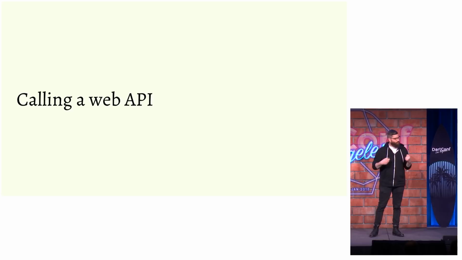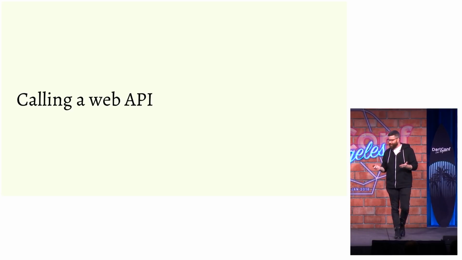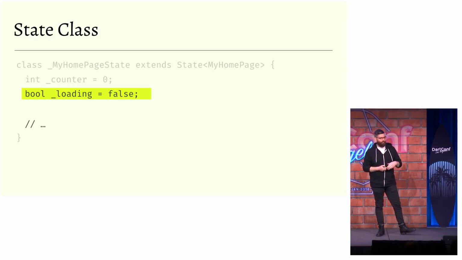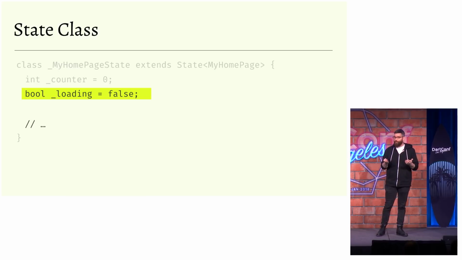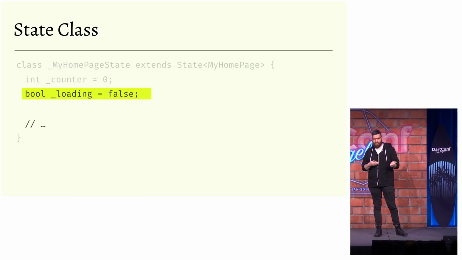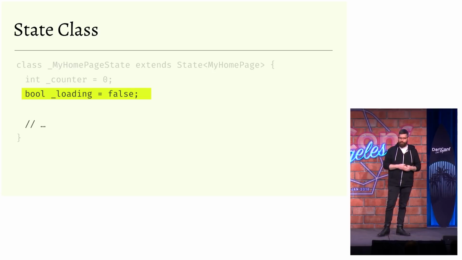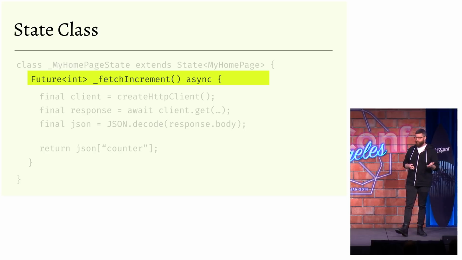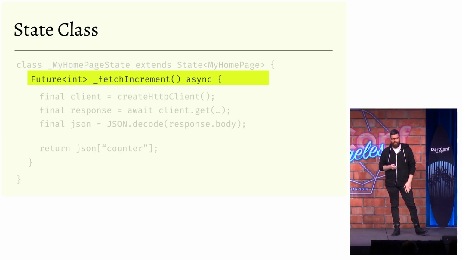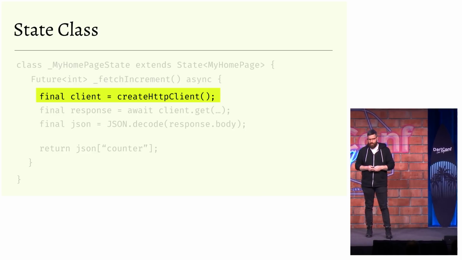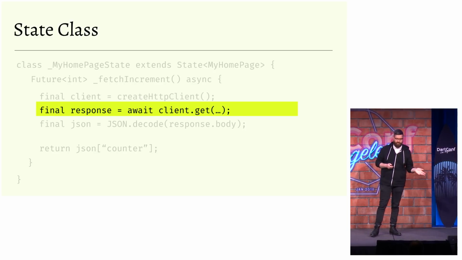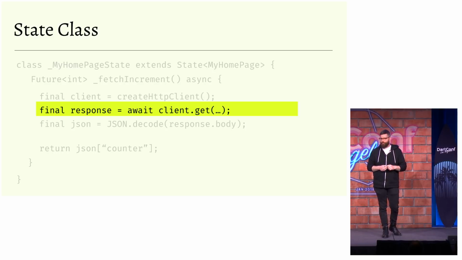So let's keep going. Let's progress, right? We want to start calling web APIs or maybe a database. So now we'll start to enhance our state class. We'll throw a Boolean in there of whether it's loading or not. That way our UI can show a loading status, or the actual counter if it's false. And then we'll have a method within our state class that goes ahead and talks to the API. We'll just call this fetchIncrement for right now. It'll return a Future with an integer involved. And then we'll create an HTTP client in there. We'll go ahead and await for the client to get the information from our web server.